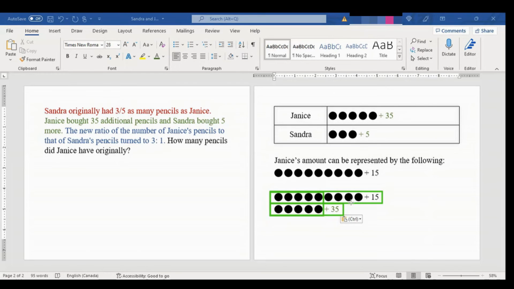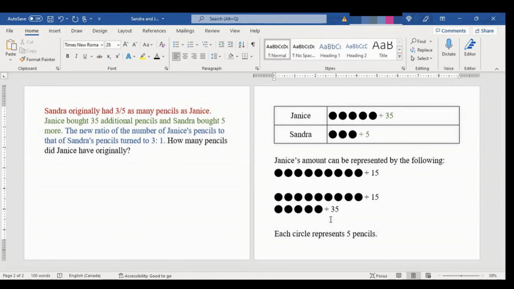So what we're going to do is take the 35 and subtract 15 to get 20, meaning those 4 circles represent 20 pencils. So 1 circle will represent 20 divided by 4, since there are 4 circles, equals 5. And now we've just figured out that each circle represents 5 pencils. We'll write that down since it's an important finding. Each circle represents 5 pencils.